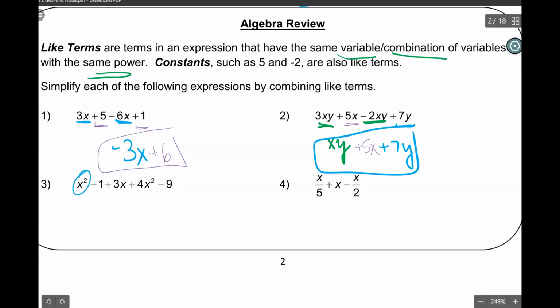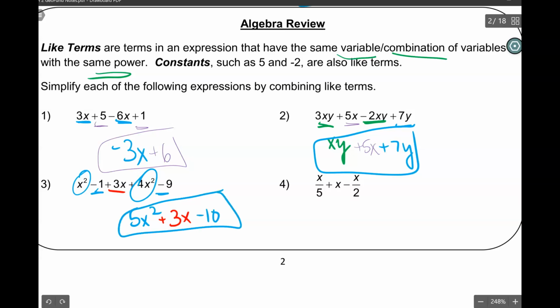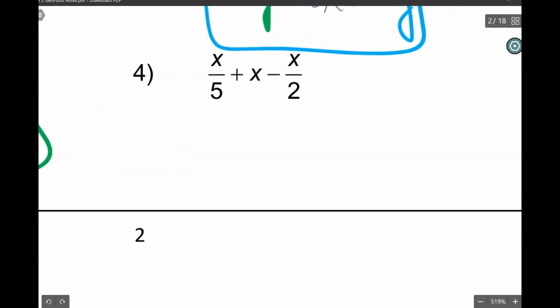Over here, x squared: 1 plus 4x squared is 5x squared. I only have the 1 plain x. And then I have minus 1, minus 9, so that's going to be minus 10. I meant to do that in green, that way it's different colors for you. Negative 10. Okay. And lastly, all of these are x.